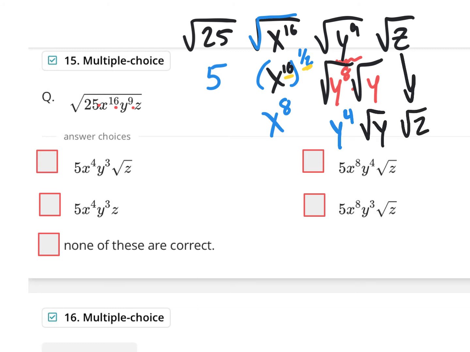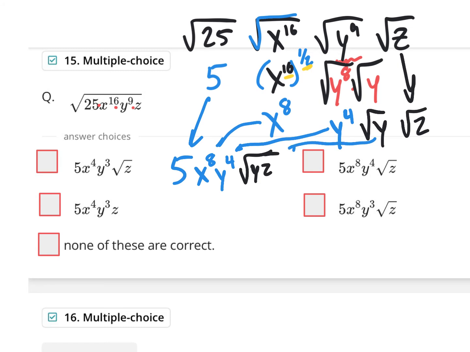So the only thing left to do is to put our answers together nice and neatly organized. We have the 5, we have an x to the 8th, we have a y to the 4th, and then we have the square root, and let's put the y and the z together inside that root. Once again, I took the 5, the x to the 8th, the y to the 4th, and the y and z, and just put them in there. There's my answer, 5, x to the 8th, y to the 4th, square root of y z.